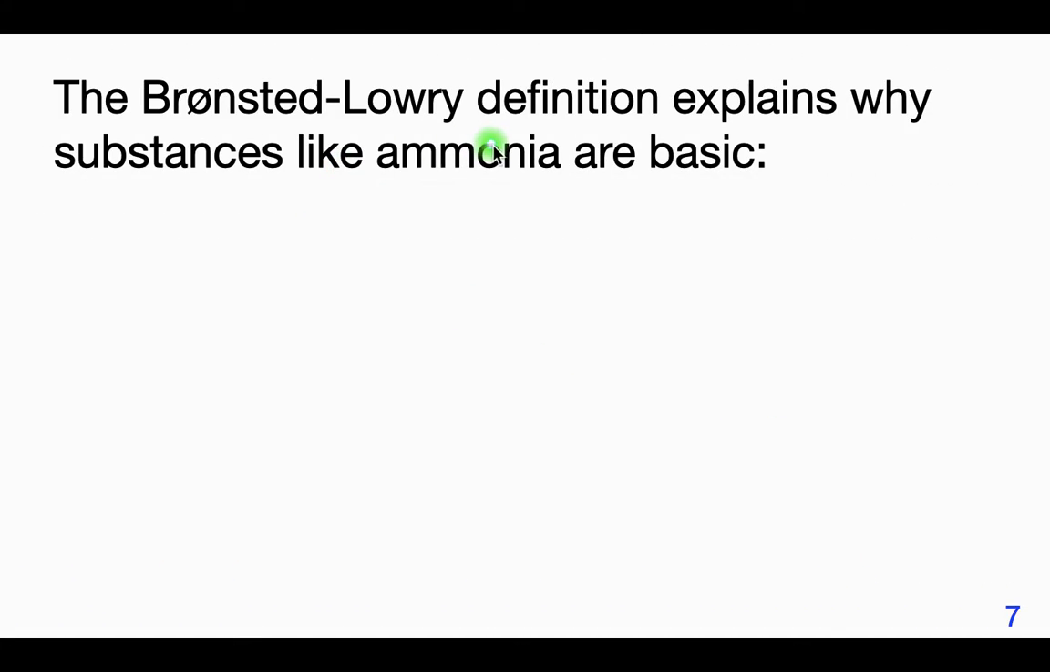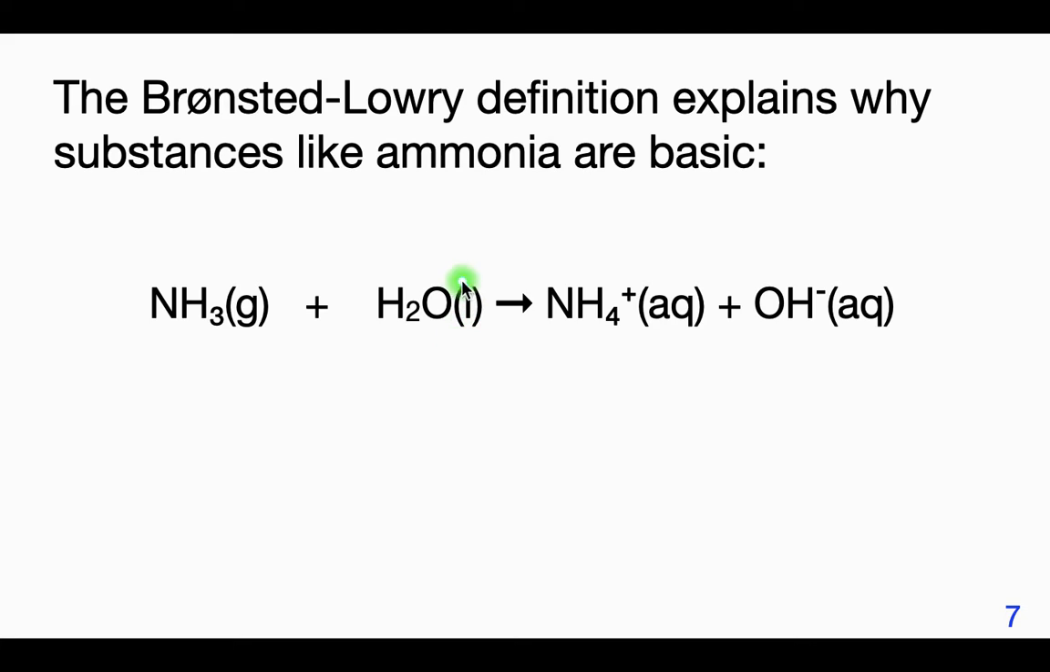The Bronsted-Lowry definition explains why substances like ammonia that we saw a few minutes ago are basic. And the key to this is the interaction of the compound with water. So when we look at this reaction, we can see that the water donates a hydrogen ion, or better said, donates a proton. And we can tell that because after the reaction has taken place, we have the hydroxide ion. And the ammonia, before the reaction takes place, is just NH3, no charge on it. Afterwards, it's NH4 with a positive 1 charge. It has accepted a proton.